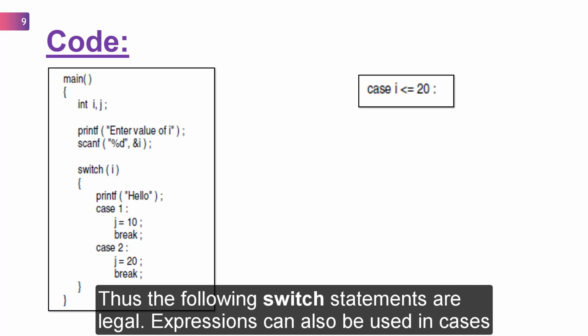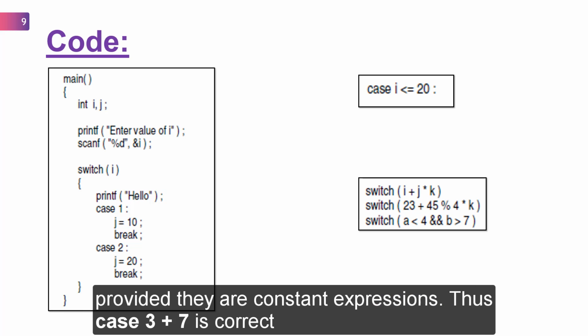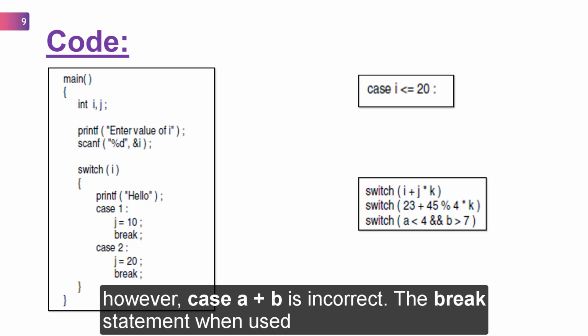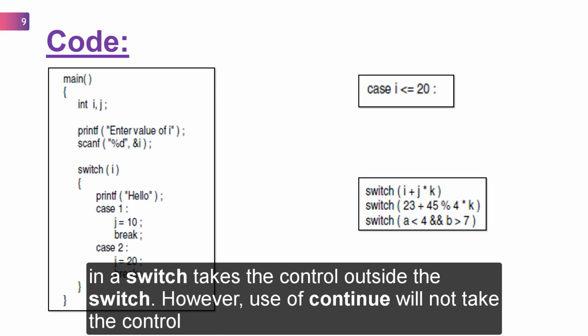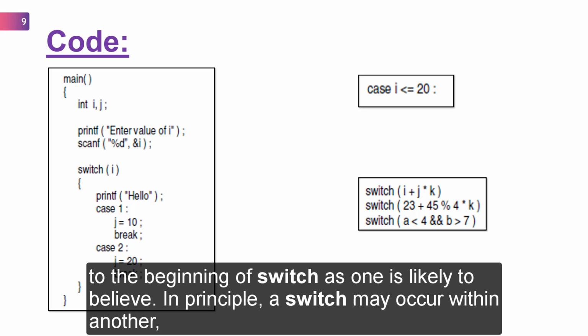Expression can also be used in cases provided they are constant expressions. Thus, case 3 plus 7 is correct. However, case A plus B is incorrect. The break statement, when used in a switch, takes the control outside the switch. However, use of continue will not take the control to the beginning of switch as one is likely to believe.